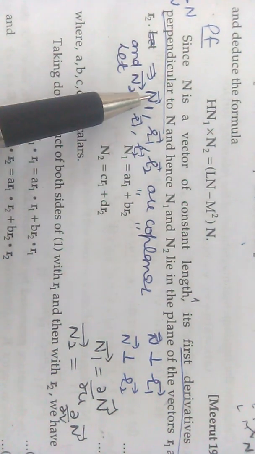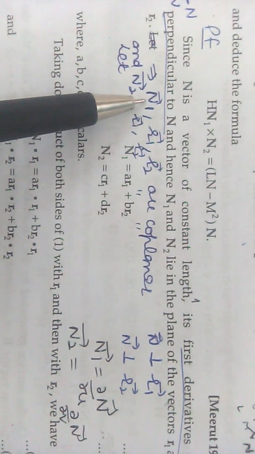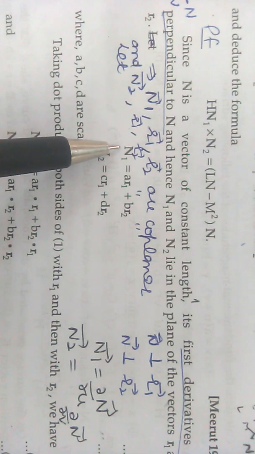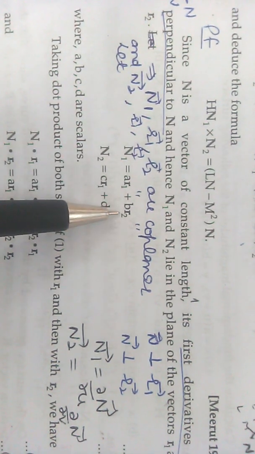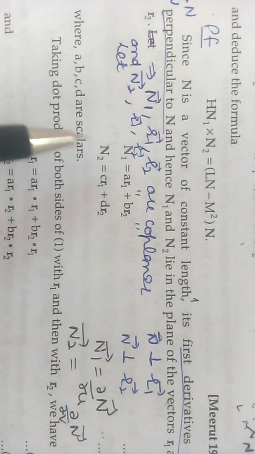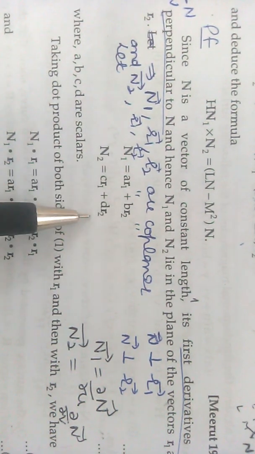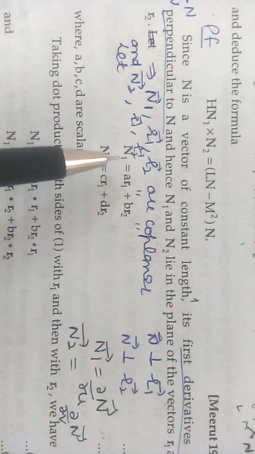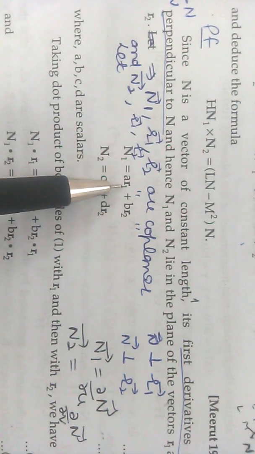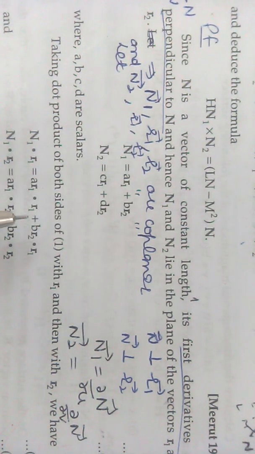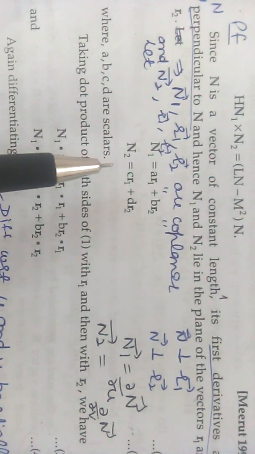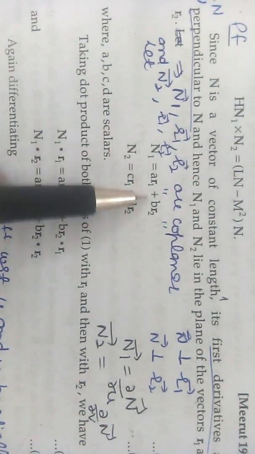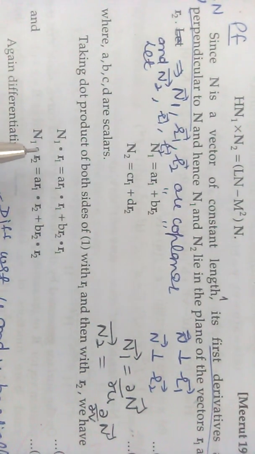So, we can write vector n1 and vector n2 in terms of the vectors r1 and r2. So, vector n1 can be written as a r1 plus b r2. Here a and b are scalars. In the same way, vector n2 can be written as c r1 plus d r2. Here c and d are scalars. Now let us consider this equation 1. Taking the dot product of equation 1 with vector r1 and then with vector r2. Let us first take the dot product with vector r1 on both sides.